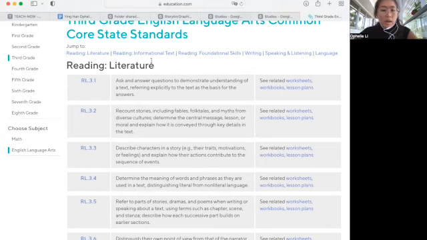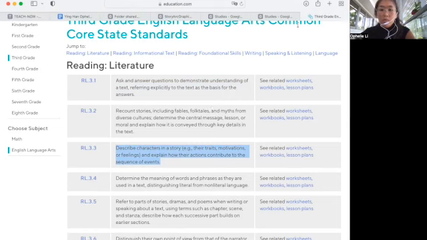Hi, so I am teaching third grade right now, and I would like to unwrap the standards RL 3.1 and RL 3.3. So, 3.1 is about asking and answering questions to demonstrate understanding of a text, referring explicitly to the text as the basis for the answers. RL 3.3 is to describe the characters in the story, like the character traits, their motivations or feelings, and explain how their actions contribute to the sequence of events.